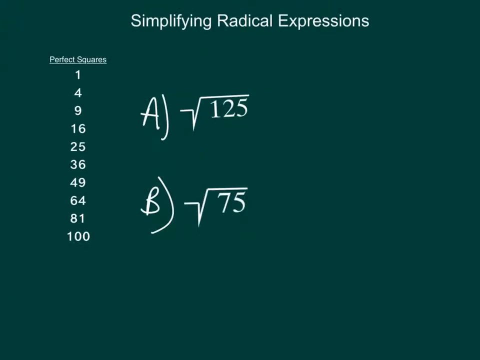Now you try A and B here with root 125 and root 75 and see if you can get the simplified radical form. Pause the video now to work them out on your own and then resume when you're ready to check your answer.